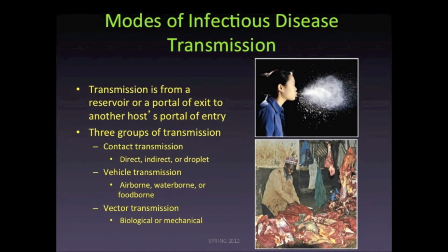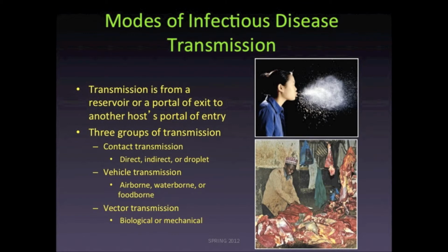In order for a pathogen to cause infection and disease in a new host, the pathogen must be transmitted from a reservoir or a portal of exit to the new host portal of entry. There are three ways by which transmission can occur: contact transmission, vehicle transmission, and vector transmission. Contact transmission may be broken into three types: direct contact, indirect contact, and droplet transmission.